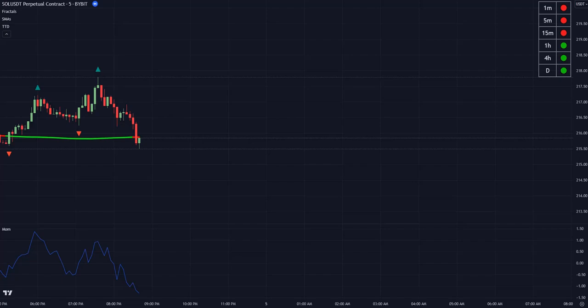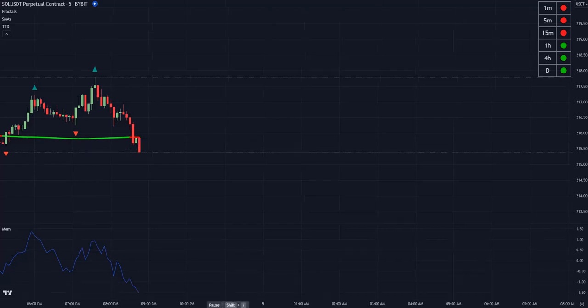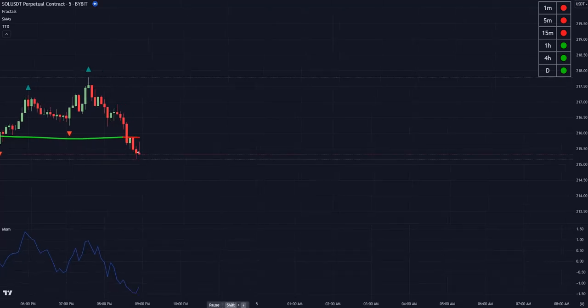Hey guys, I just wanted to make a quick video to show you what exactly I did to find that entry that I posted. So this is the chart I was looking at last night, and I'll go ahead and play these candles so you can see how I got to where I made that call.